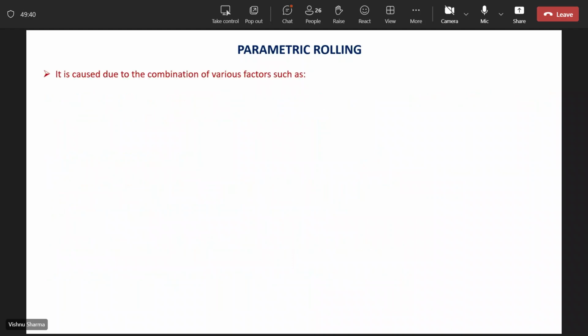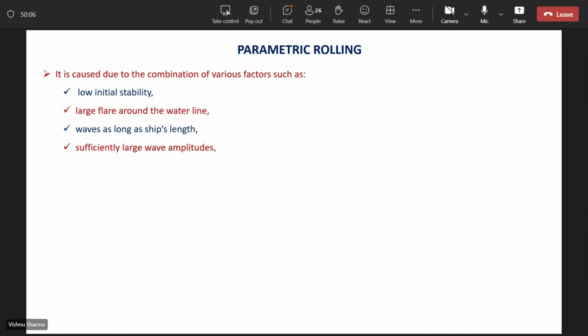It is caused due to combination of various factors such as low initial stability of the ship, large flare around the waterline. If around the waterline you have large flare, the water plane area will change immensely, leading to the change in stability. Wavelength as long as ship's length. So IMO says it is up to 1.5 times the length. Anyway, sufficiently large wave amplitudes, guys.